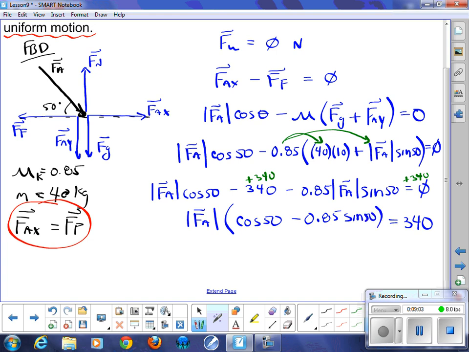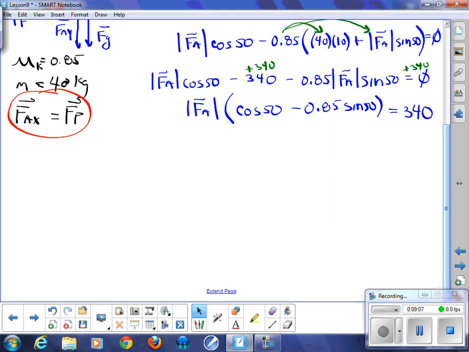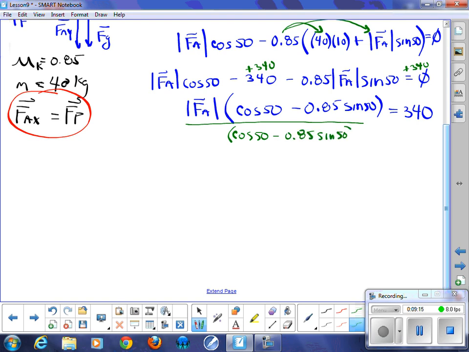All right, which means that I would have to divide both sides by what's in the bracket there. So cos 50 minus 0.85 sine 50. Same thing over there. Cos 50 minus 0.85 sine 50. Those would cancel out. And now it's just a matter of doing the calculations. So that isolates the magnitude of the force, and that's all we're looking for.